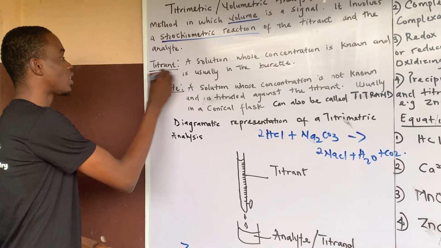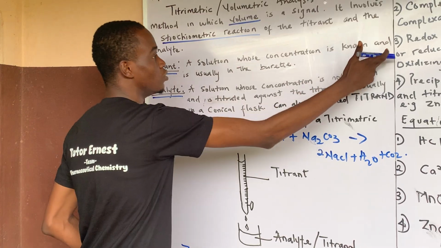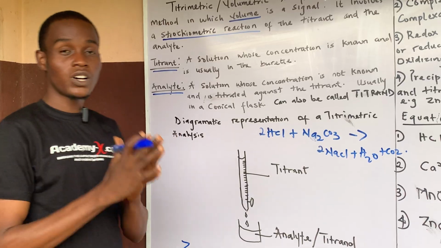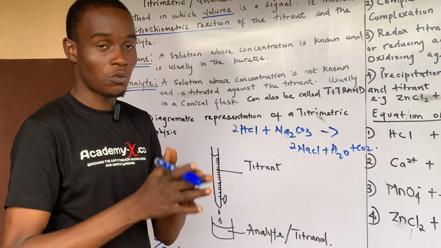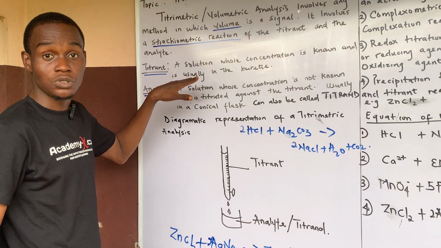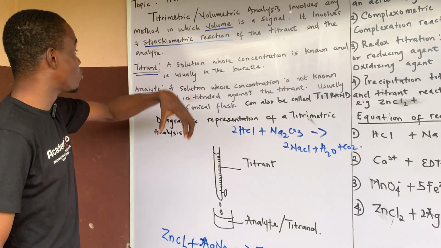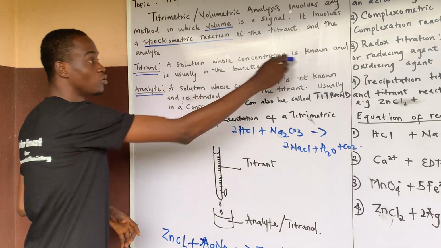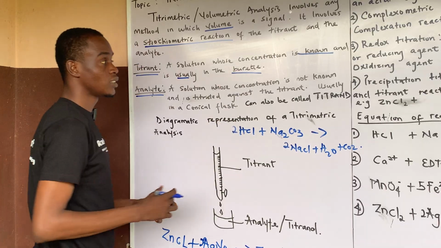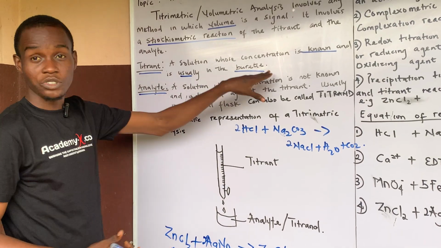Now let's talk about what titrant and analyte are. A solution whose concentration is known and is usually in the burette is a titrant. So far you know the concentration of the solution you're about to use, and the solution is always in the burette. We know what the burette is. That solution is called a titrant. It has a known concentration and is usually in a burette.